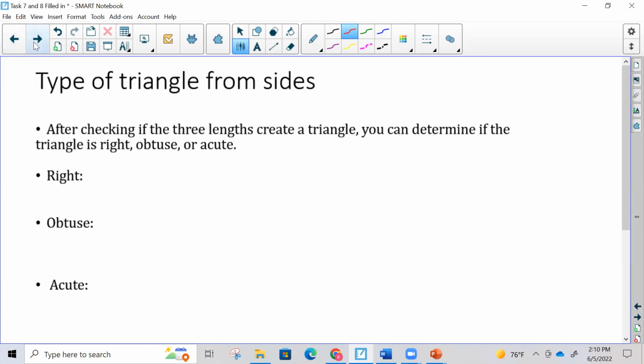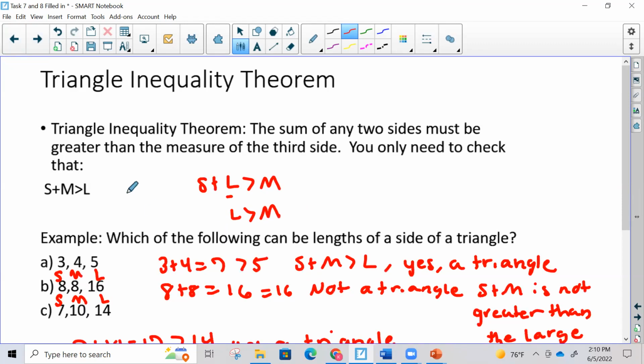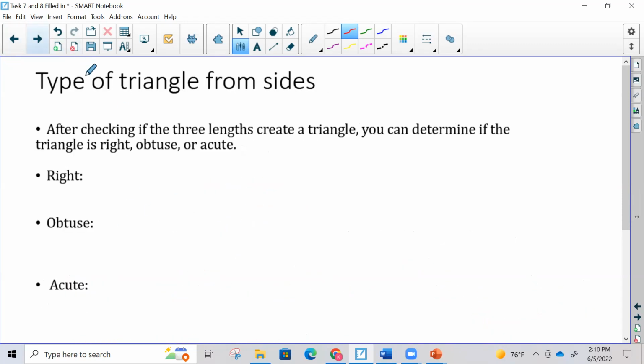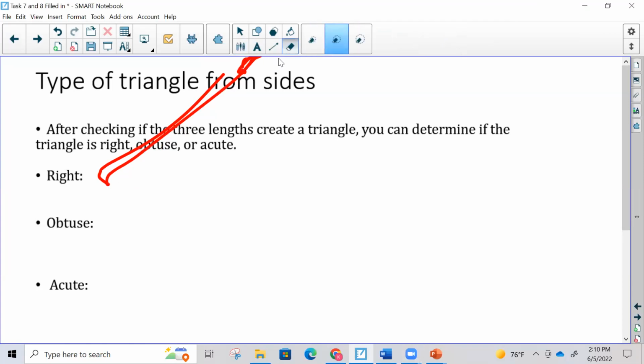And once I know it's a triangle, we can determine what type of triangle it is, whether it's acute, obtuse, or right, based on the sides. So we don't even have to know the angle measure. We can just check it, but you have to know it's a triangle. So never check it until after you check the triangle inequality theorem and make sure it's a triangle. But how you determine if it's right, it's a very famous theorem. It's the Pythagorean theorem. So the Pythagorean theorem says that, sorry, my pen is going crazy.